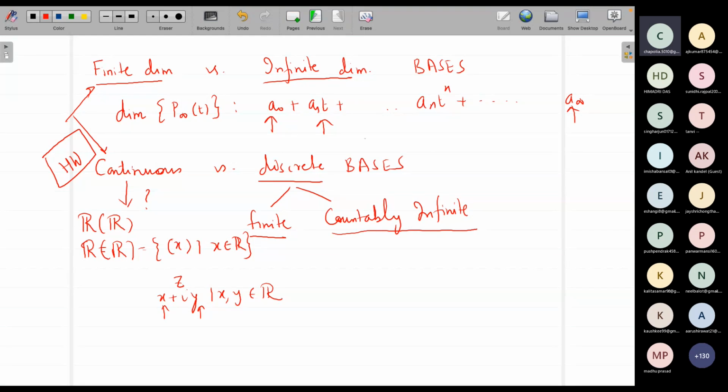Discrete is when I can count the number of elements required to make that basis, and continuous when I cannot count. I am asking you this question as homework. There are several books in the market which you can look at. Some of the books say finite dimensional vector spaces.